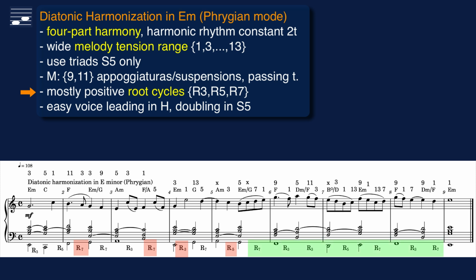The second half of the melody is positive root cycles only, in agreement with Schillinger's recommendation. The absence of 7 chords makes voice leading fairly easy. Using triads in a 4-part setting implies doubling a chordal function in the harmony.